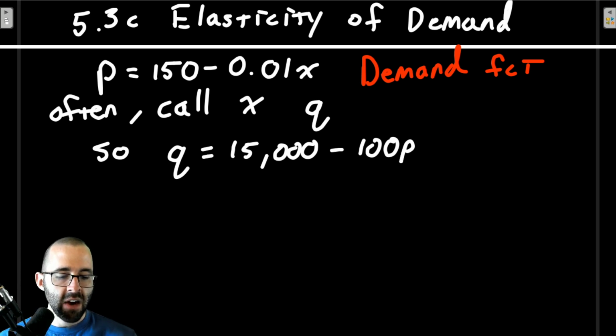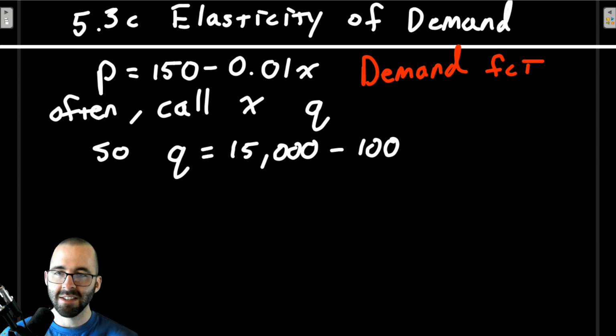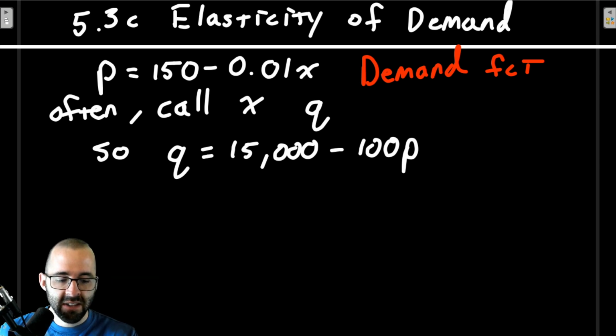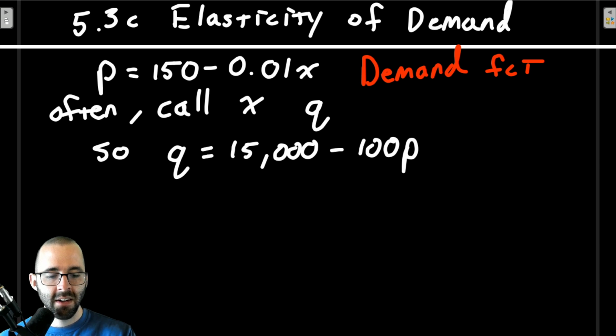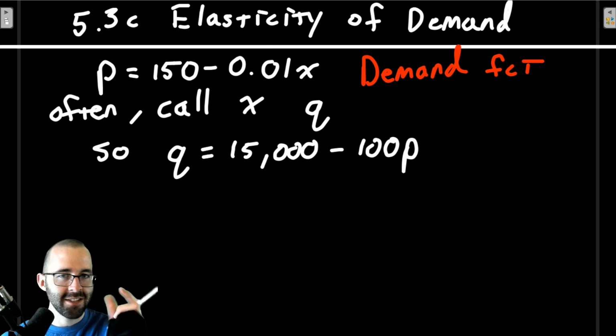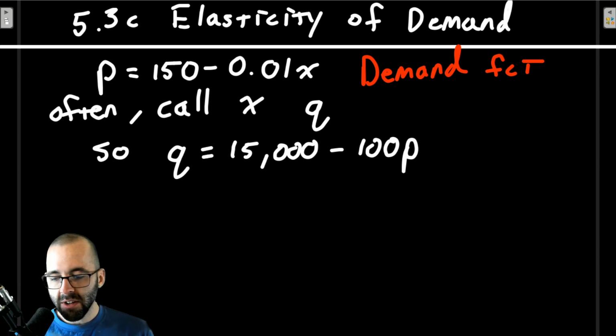So now, if I don't charge anything, if P is 0, we get 15,000. And then for every increase in price of $1, we're going to sell 100 fewer. Every increase of price of $1, we sell 100 fewer. Just like if we want 100 more, the price goes down by $1. So again, it's two sides of the same coin. All right, so these are demand functions.